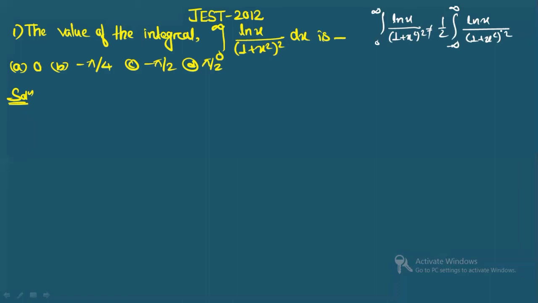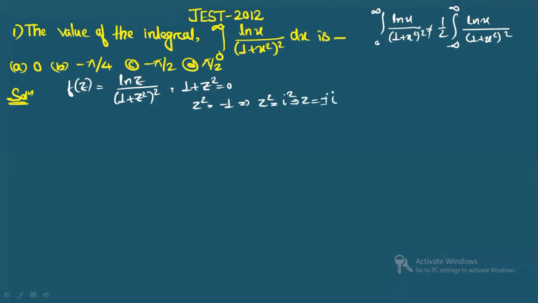All right. Now, first what we will do, we will write the function as f(z) equals ln z by (1 plus z square) whole square. Now let's find the pole. So for pole, what we are doing? We are putting the denominator equal to 0. So from here, what you will get? (1 plus z square) whole square equals 0. That implies z square equals minus 1. Minus 1 means what? i square. So it will give you z equals plus minus i.